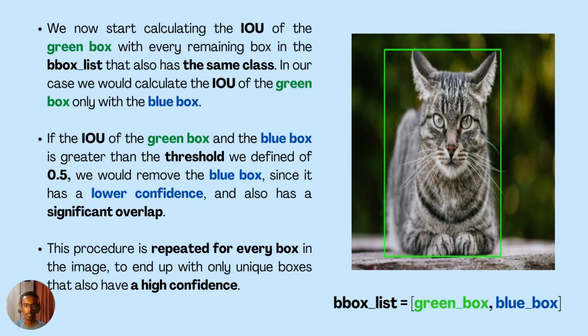So when we compute the IOU between green box and blue box, let's say it came out as 0.6, and since the IOU threshold is 0.5 and 0.6 is greater than the cutoff point, that means there is a significant overlap between these two regions, and we need to remove the blue box because it has a lower confidence than the green box. So this procedure is repeated for every box in the image to end up with only unique boxes that also have a high confidence.